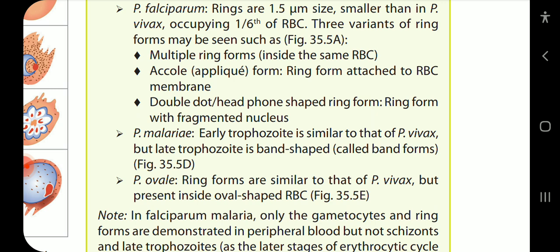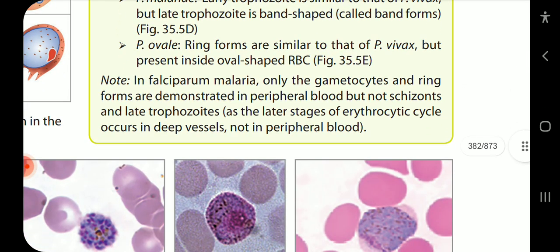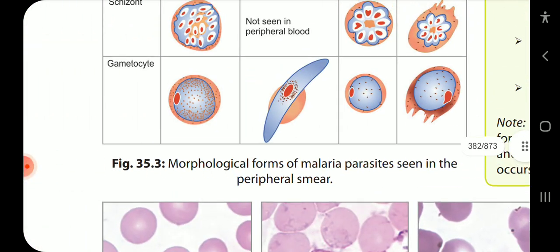Plasmodium malariae early trophozoite is similar to that of Plasmodium vivax, but the late trophozoite is band shaped, called band forms. Plasmodium ovale ring forms are similar to those of Plasmodium vivax, but present inside oval shaped RBC. Note, in falciparum malaria, only the gametocytes and ring forms are demonstrated in peripheral blood, but not schizonts and late trophozoites, as the later stages of the erythrocytic cycle occur in deep vessels and not in the peripheral blood.